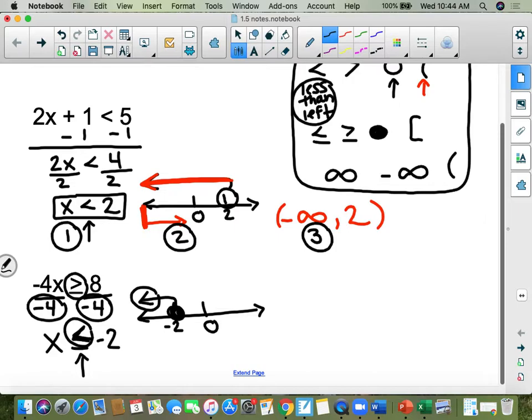Now that it's graphed, I'm going to state my interval notation. You always start on this side of your graph, and as you can see, it's shading to that side. So it's a negative infinity all the way to a negative 2. Notice that the negative 2 is a closed circle, so you put a bracket at the end.